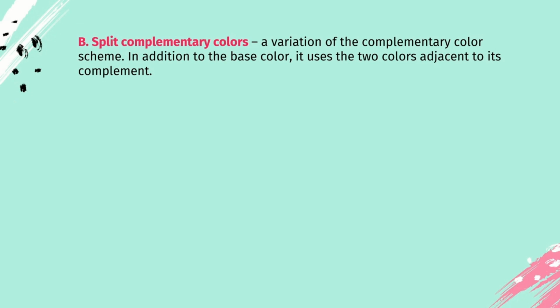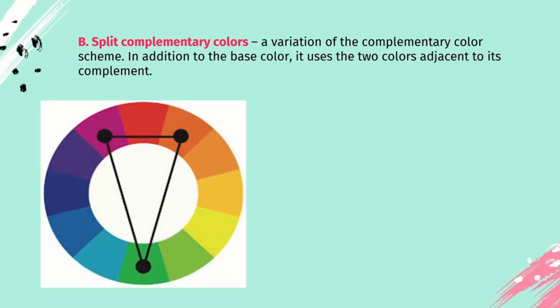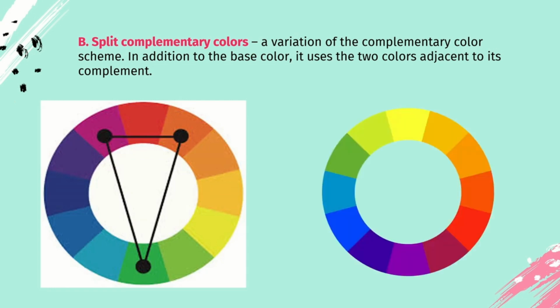Letter B, split complementary colors, a variation of the complementary color scheme. In addition to the base color, it uses the two colors adjacent to its complement. So we have here an example of violet, orange, and green.